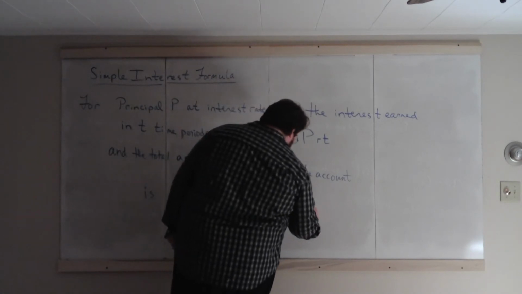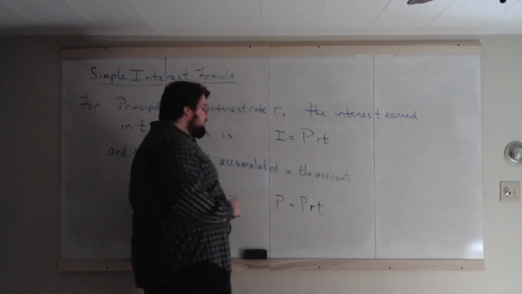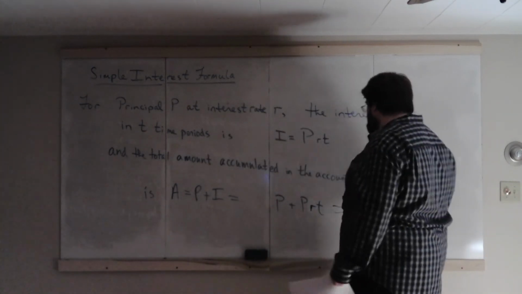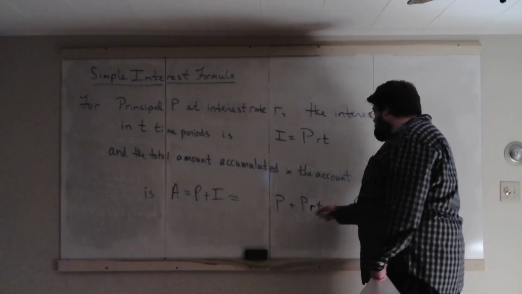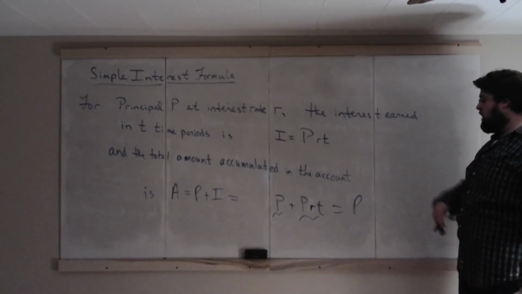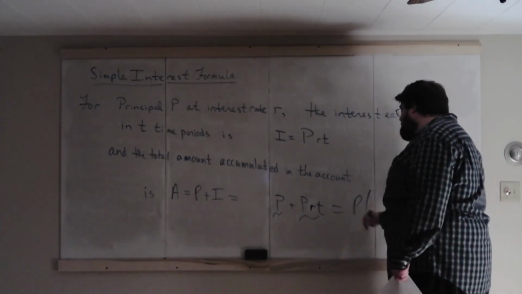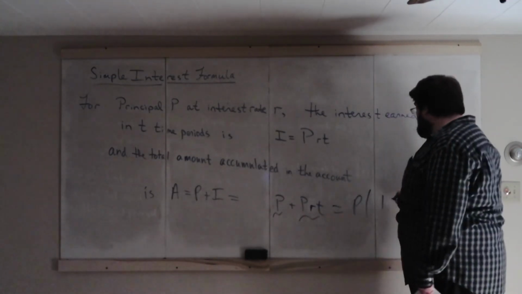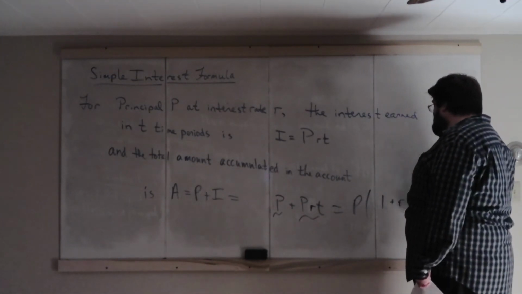P plus PRT. Well, can that simplify? Well, it can't really simplify that much, but it can factor, because both of these things have a P. So let's pull out a P. You pull out a P from that first thing, you're left with a 1. You pull out a P from the second thing, you're left with an RT.